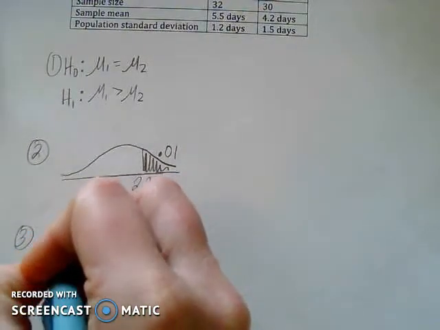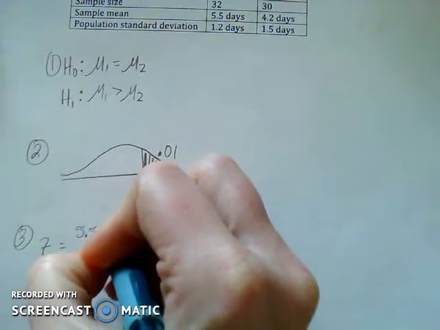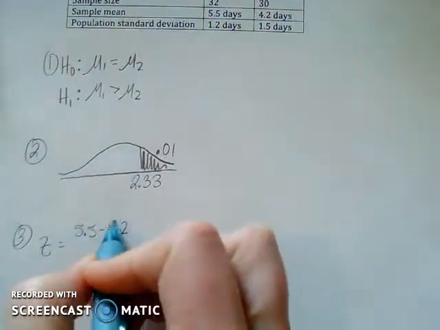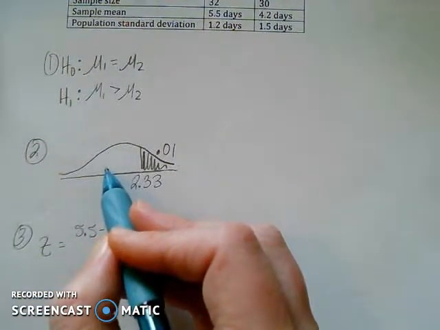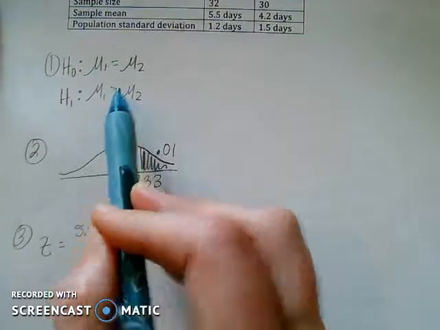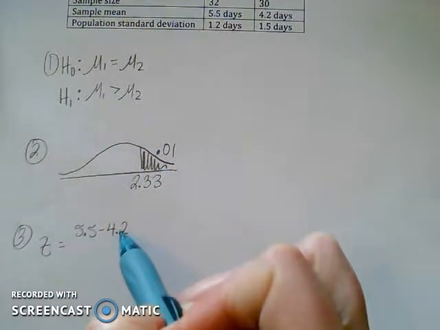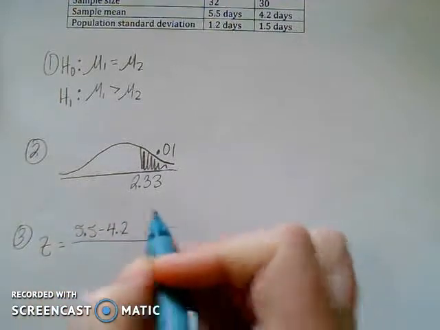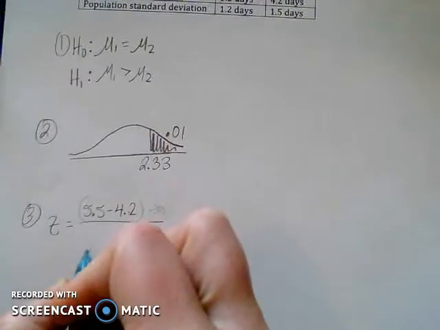Step 3 is the z-score. Z equals 5.5 minus 4.2. If I would flip those two around, I would get a negative z-score, which doesn't make sense. So that's why the greater than sign has to match the right-tailed test, which means your z-score better be positive. Again, that's technically minus 0, but we don't need to put that in there.